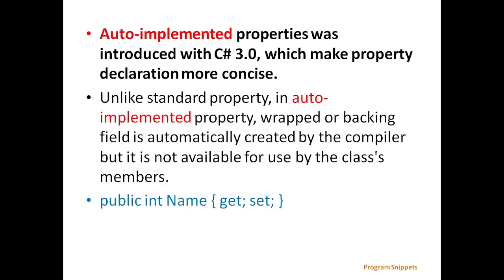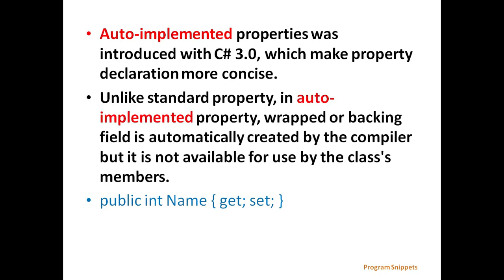Here we will see auto-implemented property in C#. Auto-implemented property was introduced in C# 3.0, which makes property declaration more concise. Unlike standard property, in auto-implemented property, the hidden backing field is automatically created by the compiler, but it is not available for use by the class member.